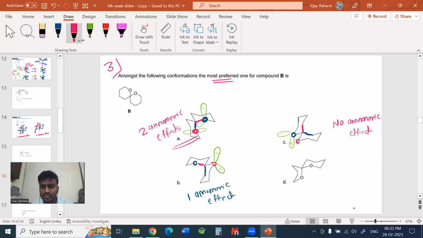And if you see this structure, it is in the boat form. So obviously this one is unstable because there will be a lot of steric interaction and dipolar repulsion. These hydrogens and hydrogen also repel each other. So this one is obviously not the preferred conformation. But how many anomeric interactions are possible for this molecule? This oxygen serves the anomeric interaction for this axial bond, so it has one anomeric interaction. So compound structure A will be the preferred conformation for this molecule.